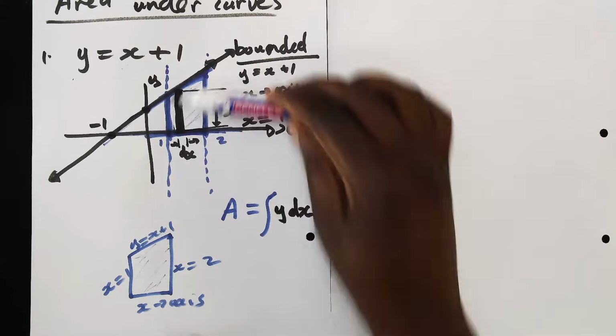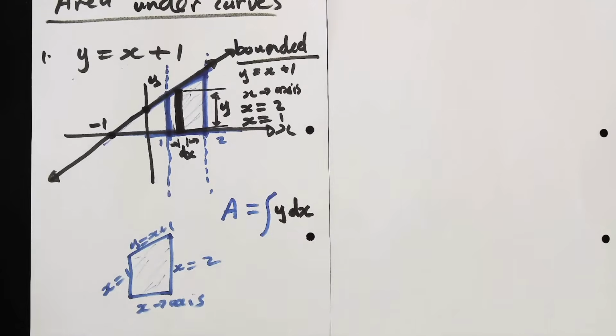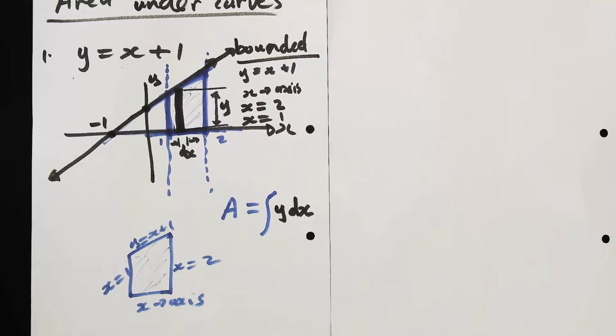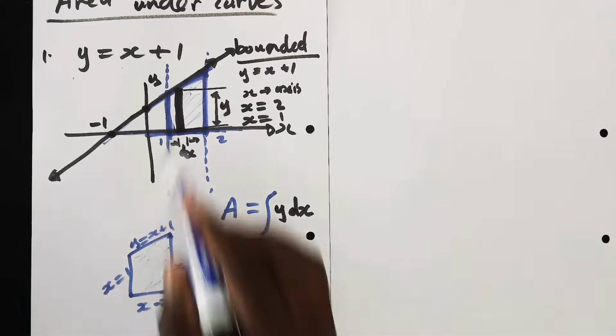So it is y times dx. That's the area of the rectangle. So hence you'll see that you'll be utilizing this formula. It is straightforward. It will always be given as y times dx. Where does it come from? From a rectangular strip.